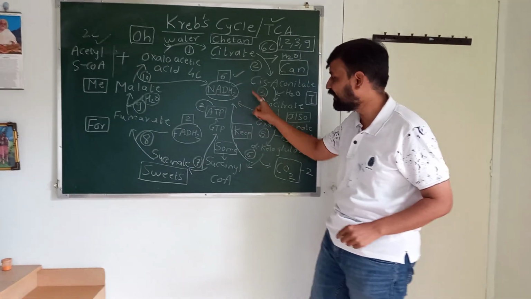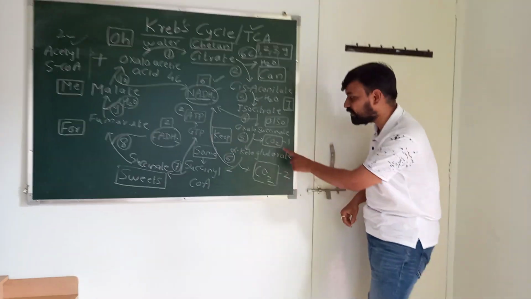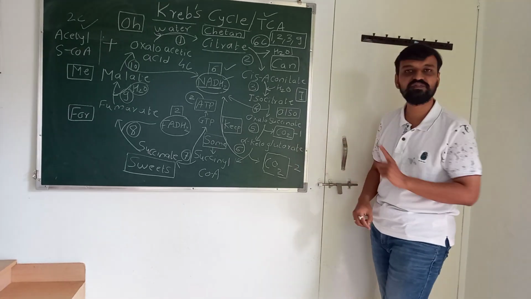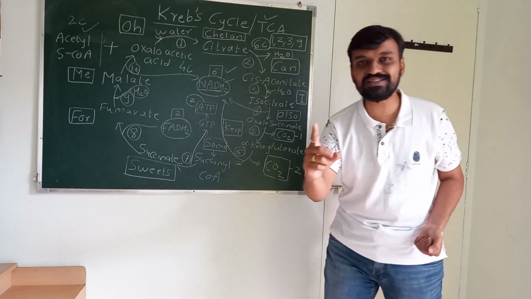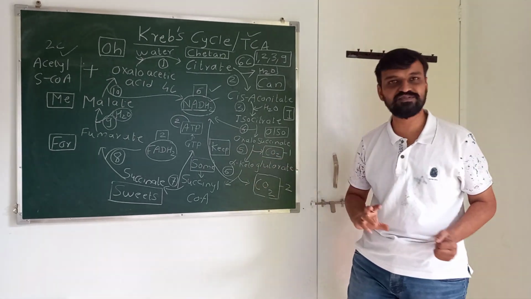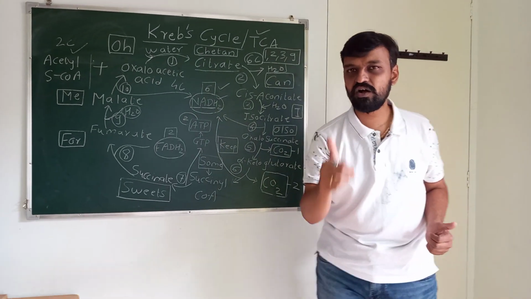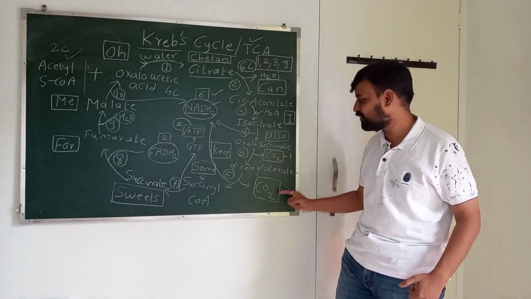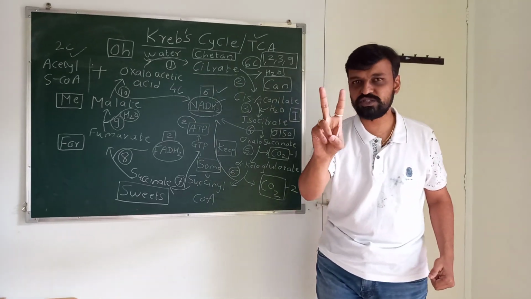Now, then how many carbon dioxide are released? 1 here, 1 here. Total 2. How many carbon dioxide gases are released in Krebs cycle? 2 at step number 5, 6. Is my point clear? Awesome. I am super happy and pumped today. Yes, 1 and 2. 2 molecules of CO2.